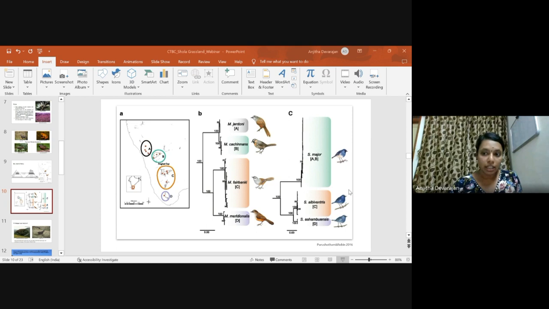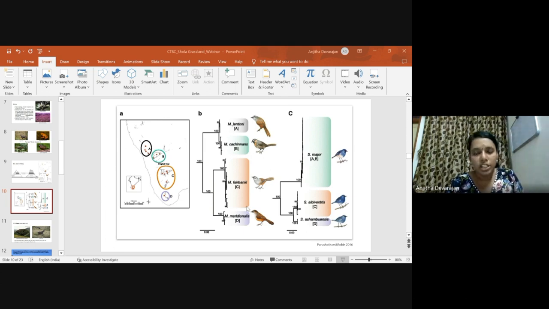And when we look into the Shola kili, it was earlier called shortwings, but later they were named Shola kili. We can say that in the Nilgiri region, we have the Nilgiri Shola kili, and in the Anamalai Palani region, we have the white-bellied Shola kili. And further south, we have the Ashambu Shola kili.